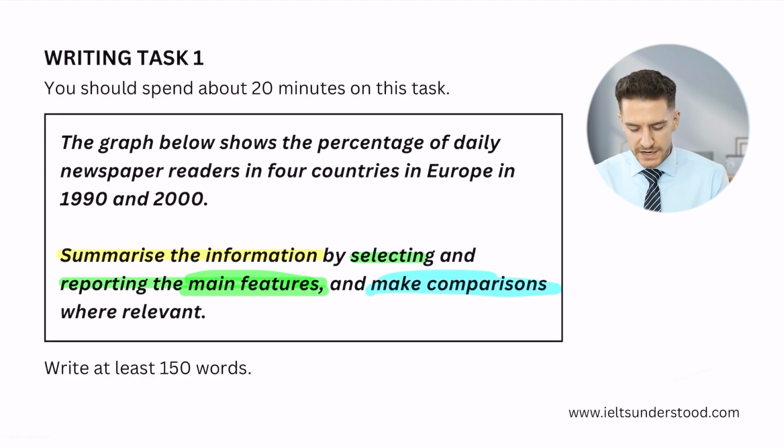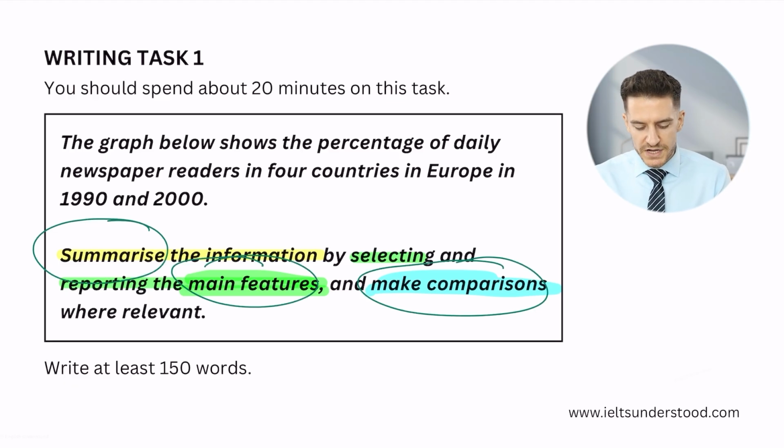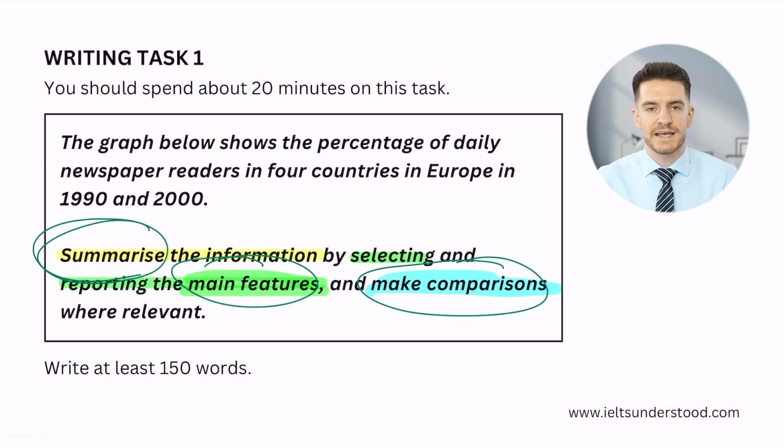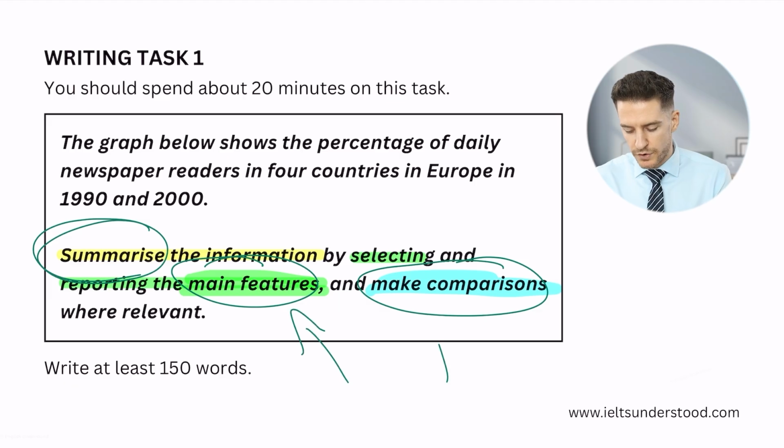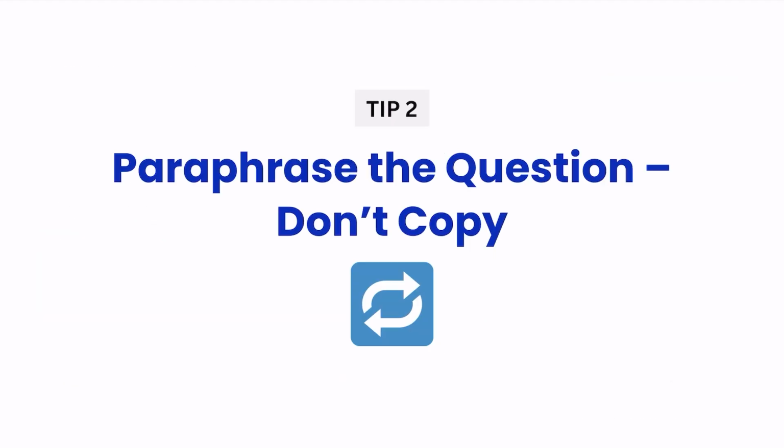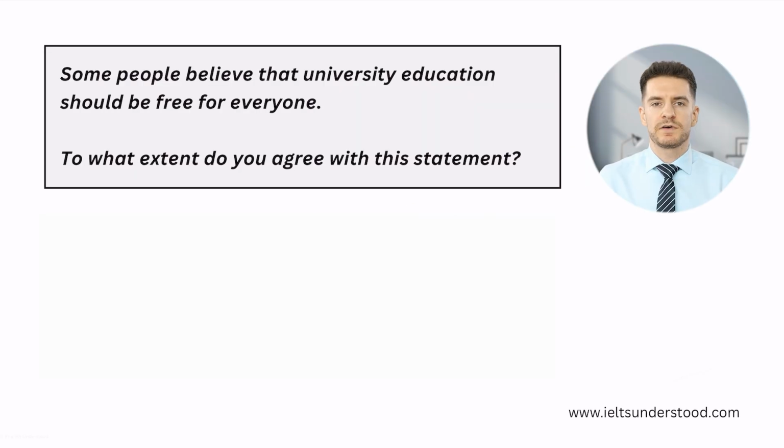So there are 2 main things you need to do. Talk about the main features, make comparisons, and your overall task is to summarize the information. So to get a high band score for task achievement, you need to do both of these things. Tip 2, paraphrase the question. Don't copy. Now, let's have a look at this writing task 2 question.